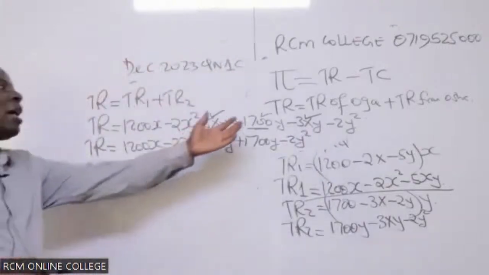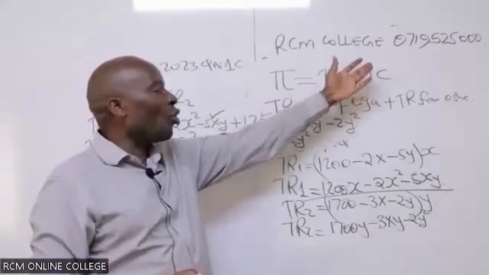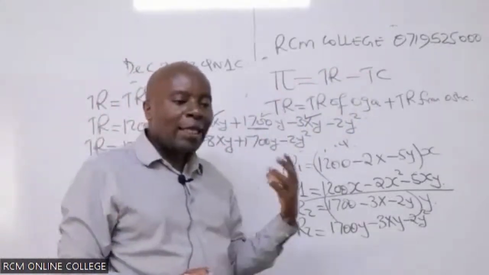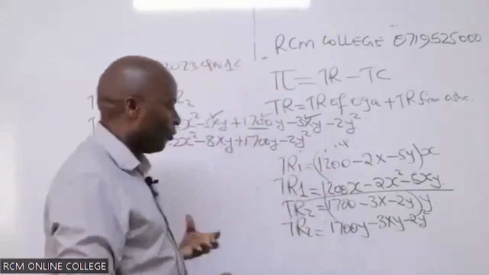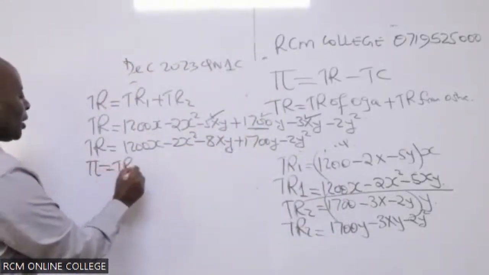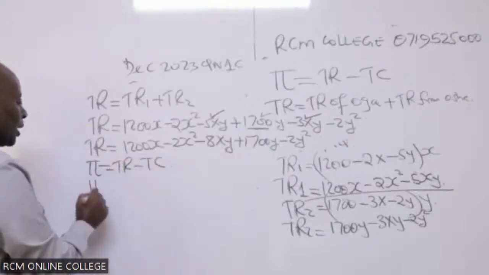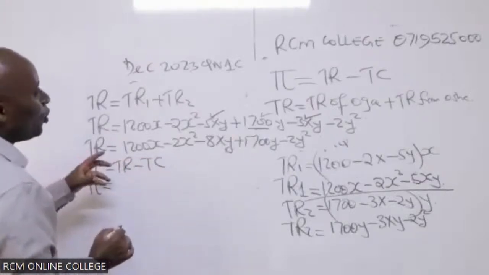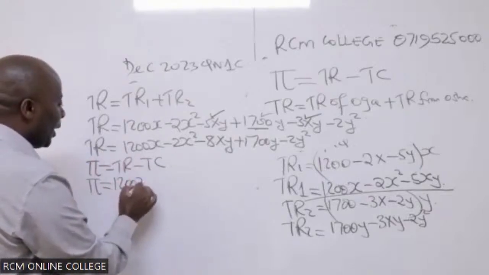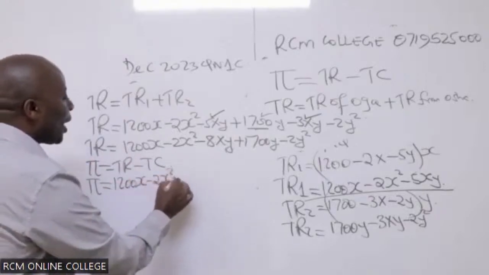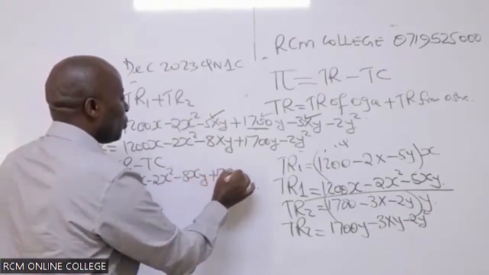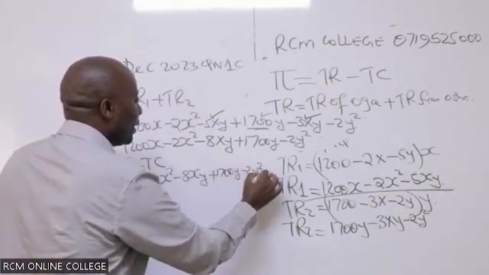But the fact is that we haven't yet reached home, because home is all about profit. So let's go on and now get the profit. To get profit, ladies and gentlemen, we are taking total revenue minus total cost. To get our profit here, the total revenue, do we have total revenue? Oh, yes, it is here. It is 1200x minus 2x squared minus 8xy plus, in this case here, 1700y minus 2y squared, but now minus.